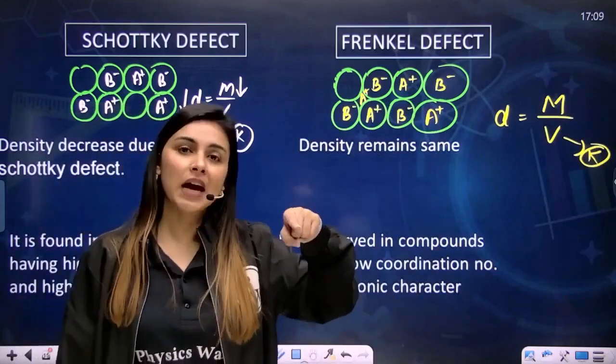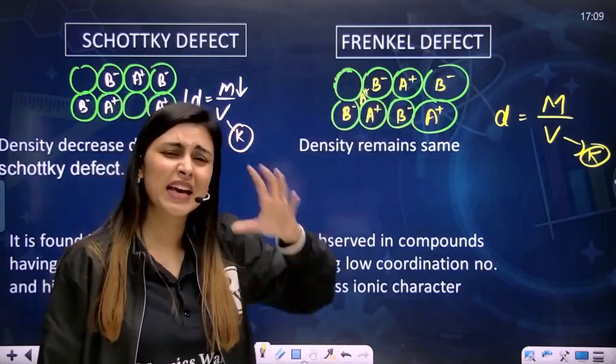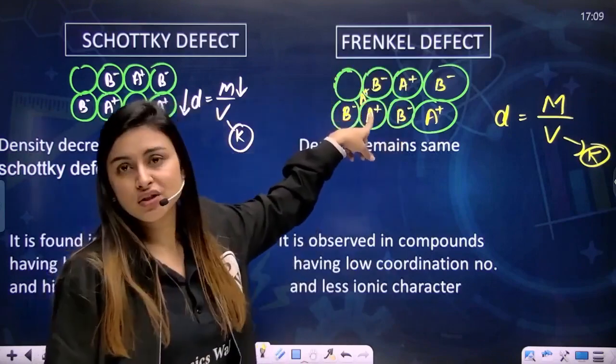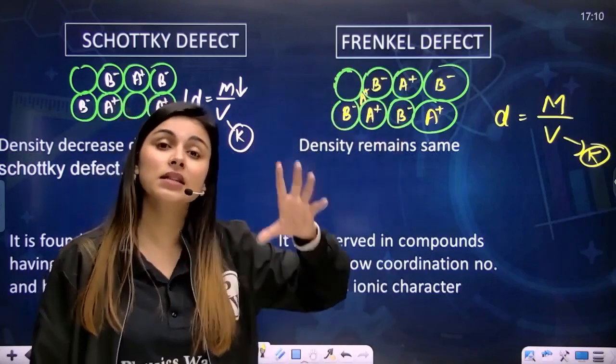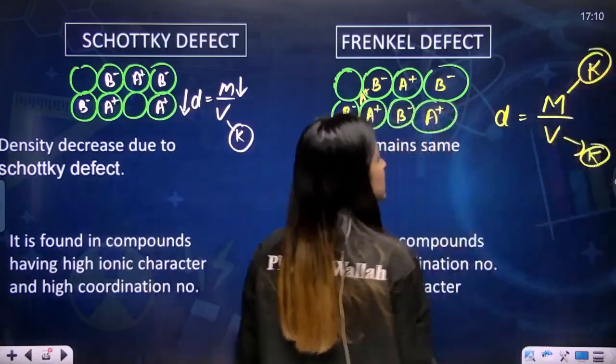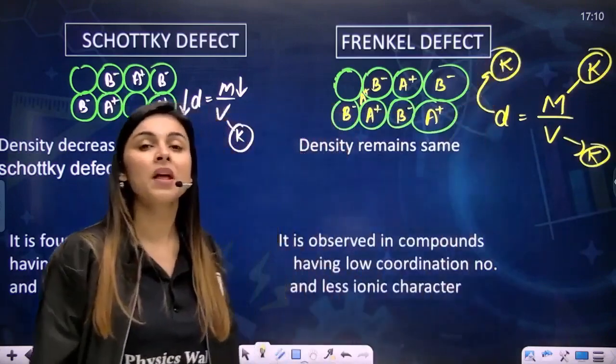Mass is because of the ions. Has there been any change in the number of ions? No, it just changed its position, but the number of ions is still the same. And since they are the same, your mass will also be a constant value, and eventually the density of the crystal system will also be constant.